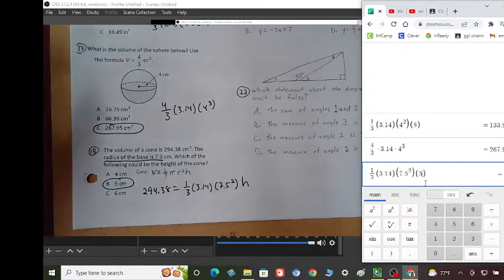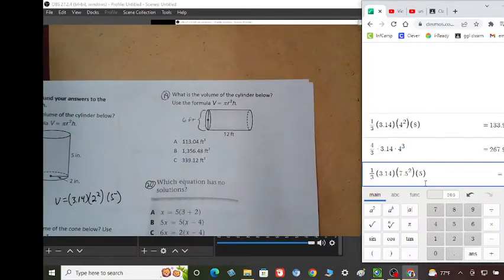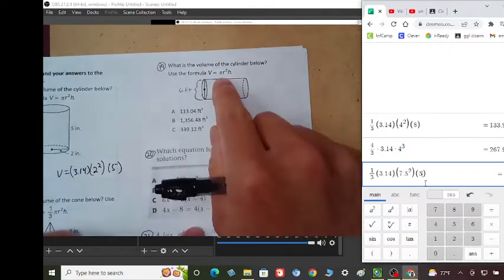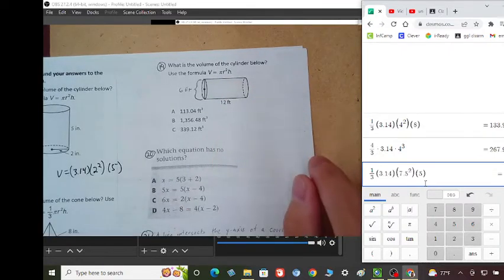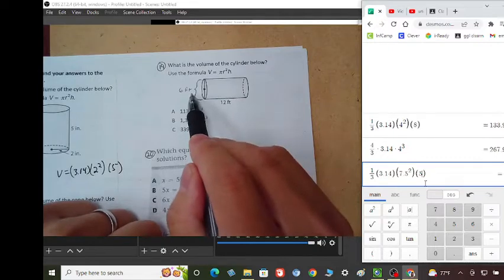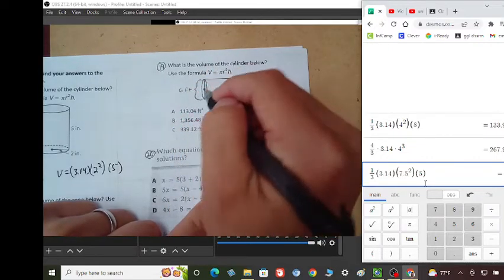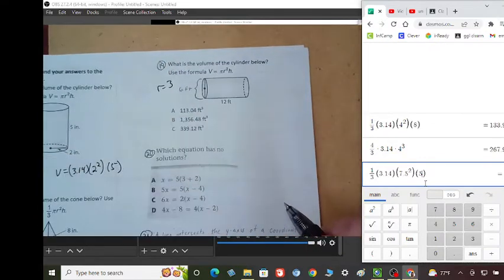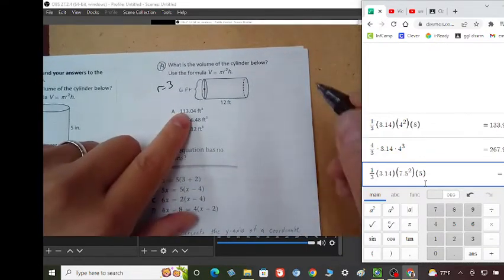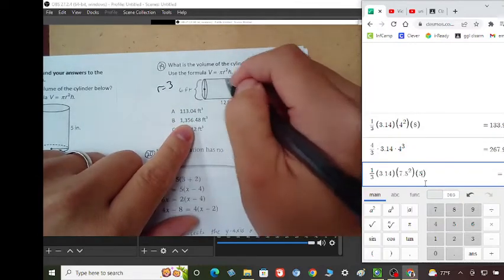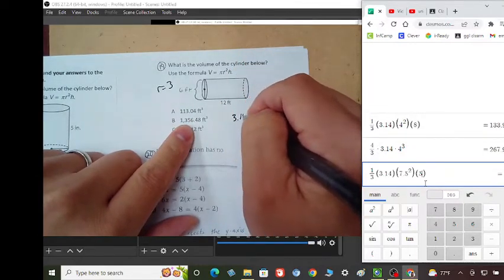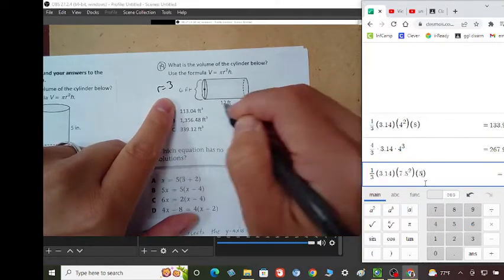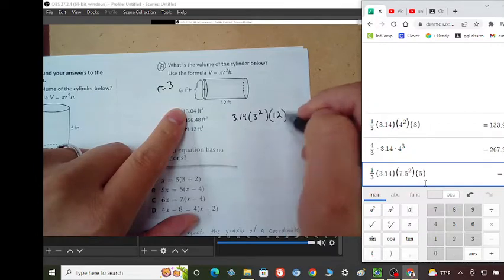Okay. All right, let's take a look at another volume one. This is a cylinder, and it says the volume equals pi r squared h. Careful here, they give you the diameter and not the radius. Okay, so the radius is going to be 3. It's just half the diameter. All right, so let's go ahead and plug in to find the volume. So pi, so I'm going to put in 3.14 r squared, so that's 3 squared. And then the height is 12. Okay, so let's plug that in.